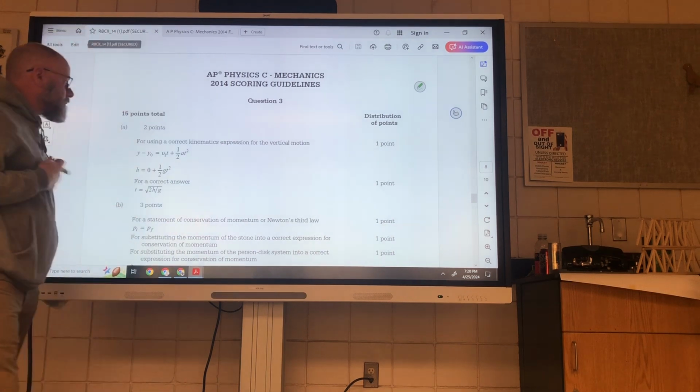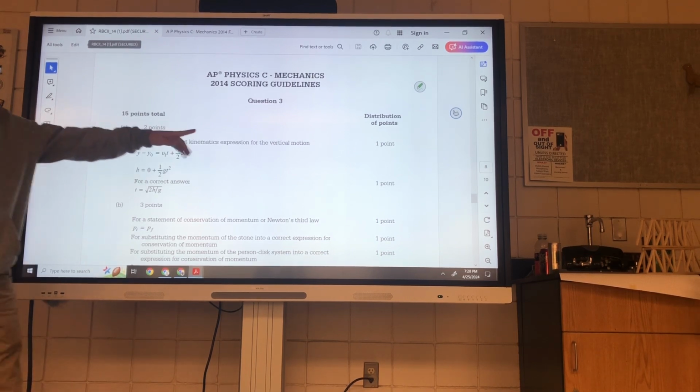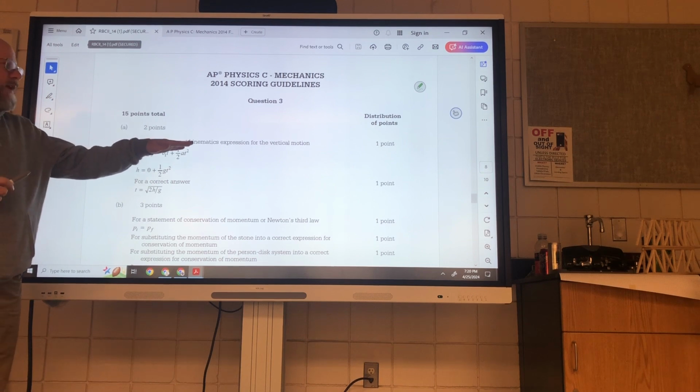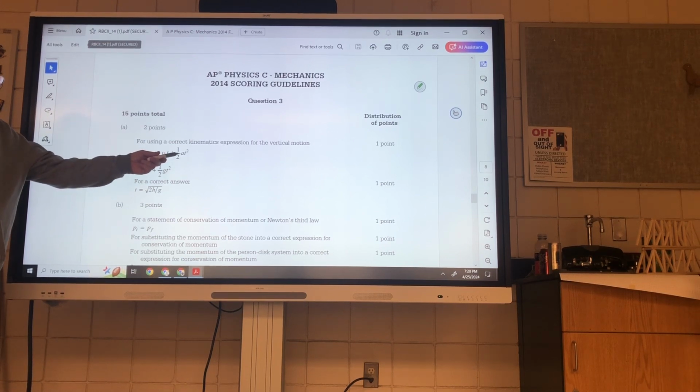Okay. So here's the key. This is the College Board key, not my key. It says part A is worth 2 points for using kinematic expressions for the vertical motion. So it says y minus y0, which is your delta y, your change in height, is equal to 1/2 a t squared plus v0 t.